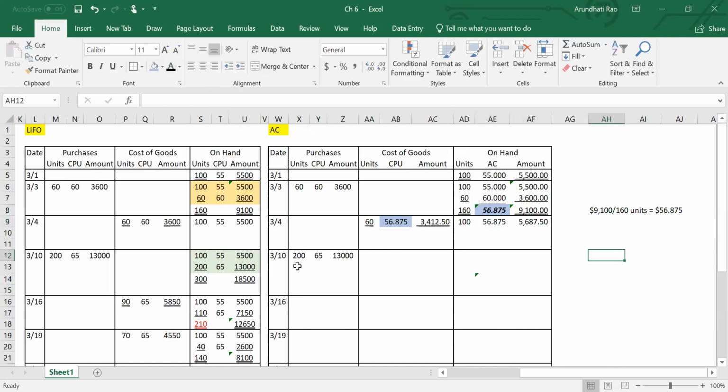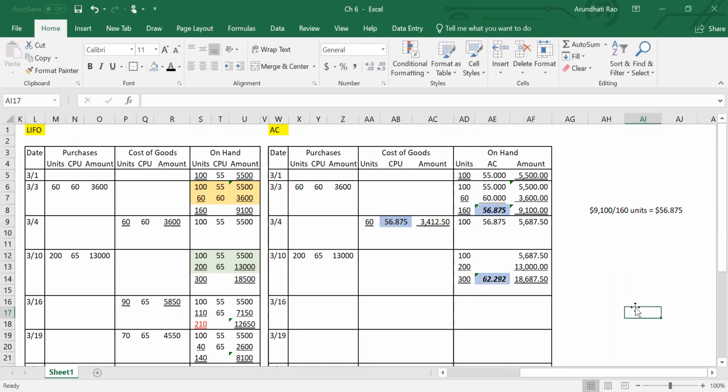Now you purchased in the next transaction 200 units at $65 a piece. What do we have on hand? Now let's start with what I have on hand over here is 300 units. How much had I paid for it? Well, the 100 that I had on hand, I'm going with that average cost. Okay. The 1,300, I paid $65 for it right now. What I'm concerned with is what is the new average cost?